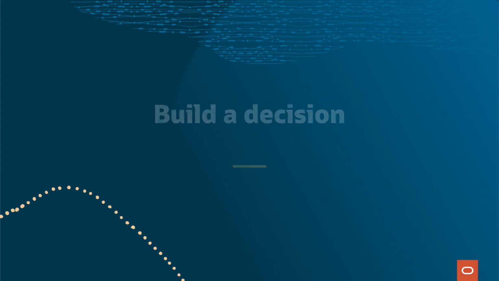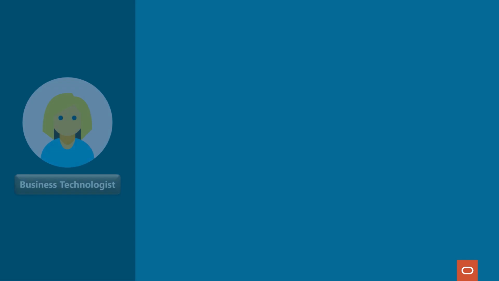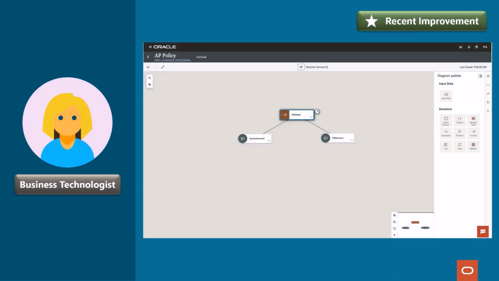Next, we need to build a decision to model our corporate financial policies. A business technologist creates a decision to specify the implementation details for a policy. The enforcement of these policies is separate and occurs in an integration orchestration or process workflow. This separation provides several benefits. It promotes reuse. Additionally, separation allows policies to be defined and managed by policy specialists rather than teams with more technical skill sets.